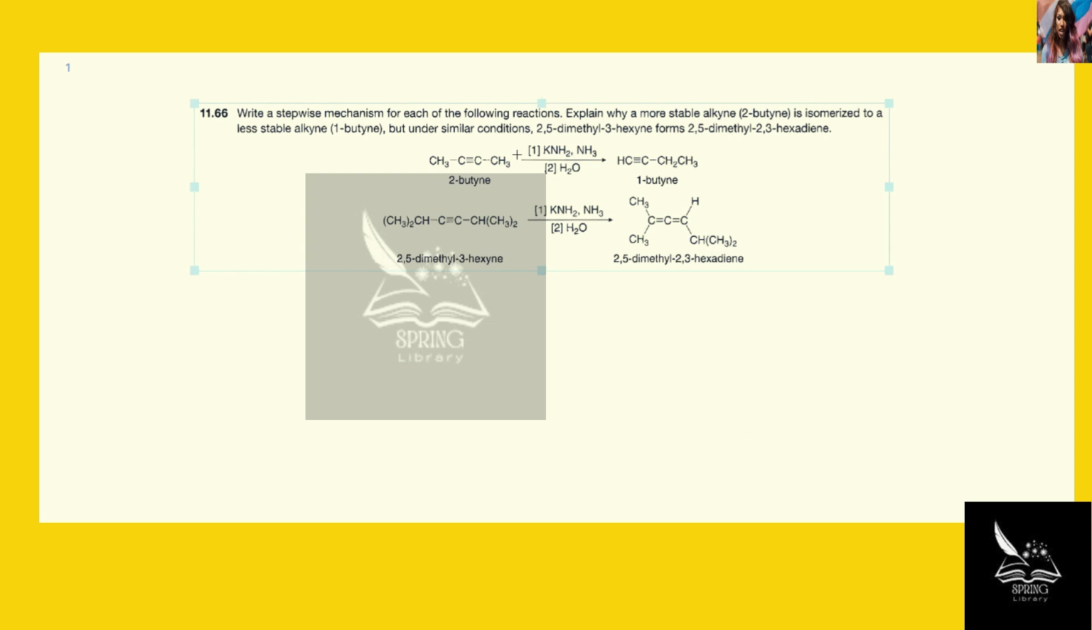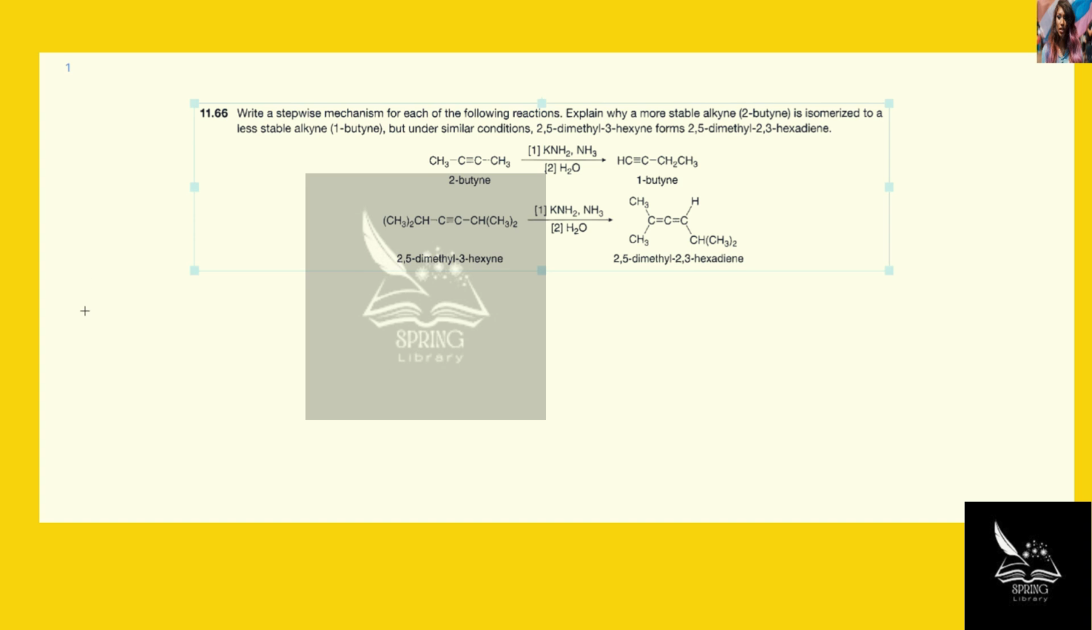And this problem asks us to draw a stepwise mechanism for the following two reactions and explain why the more stable 2-butene is isomerized to the less stable 1-butene, but under similar conditions we get 2,5-dimethyl-3-hexyne forming a 2,5-dimethyl-2,3-hexadiene. So we don't actually isomerize the alkyne, we go down to two different alkene bonds. So let's go over the mechanism for the first one.